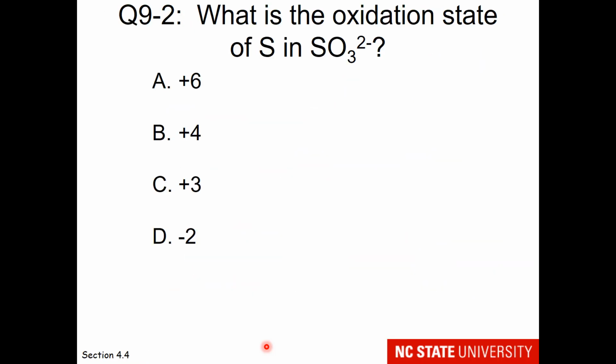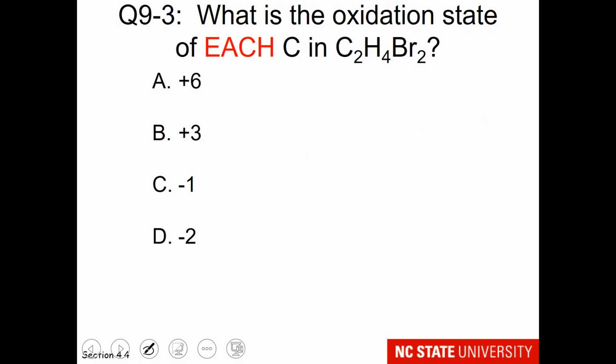So here are some questions for you. What is the oxidation state of sulfur in SO3 2-? And please, of course, do not forget that this has to equal the charge on the ion, which is a -2. Here's another question, a little bit more complicated now, because we have 3 different types of atoms in the compound.